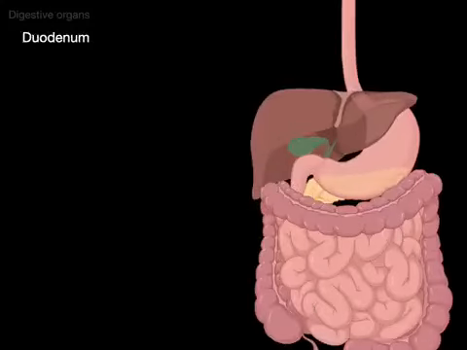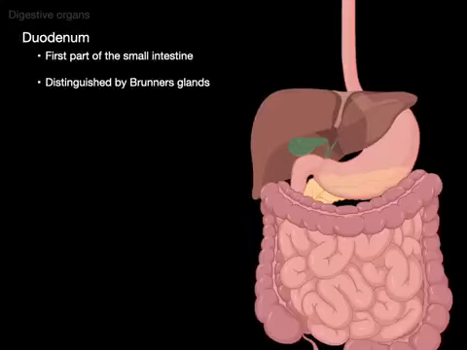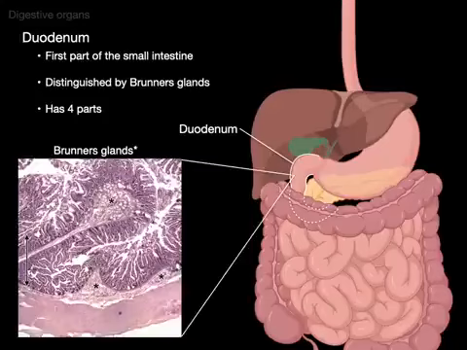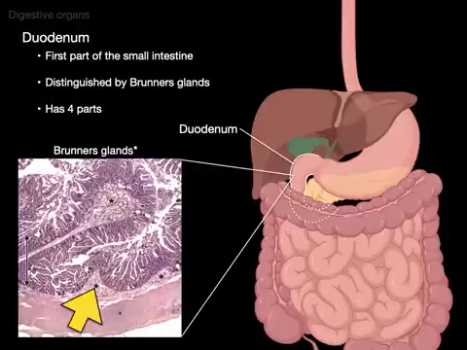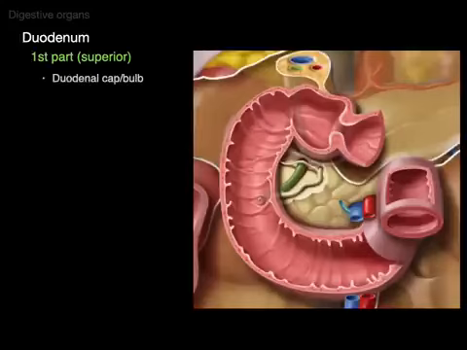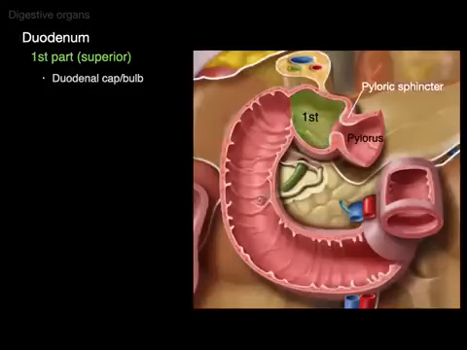Let's start with the duodenum. It's the first part of the small intestine. It's distinguished by Brunner's glands, and it has 4 parts. So there's the duodenum. It has these Brunner's glands, and these asterisks show these glands that help produce the bicarbonate that's secreted into the lumen. And then it has 4 parts. The first part of the duodenum, the superior part, has what's called the duodenal cap or bulb. There's the pylorus of the stomach and the pyloric sphincter, and there's the first part, the duodenal bulb.